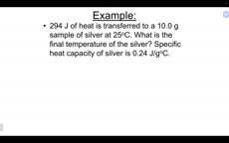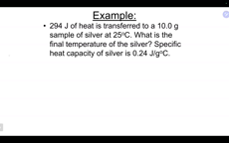All right, let's try maybe another one here. 294 joules of heat is transferred to a 10 gram sample of silver at 25 degrees Celsius. What would be the final temperature of the silver if the specific heat capacity of silver is 0.24? We could do the final temperature in degrees Celsius. Let's take a look to see how we're doing.